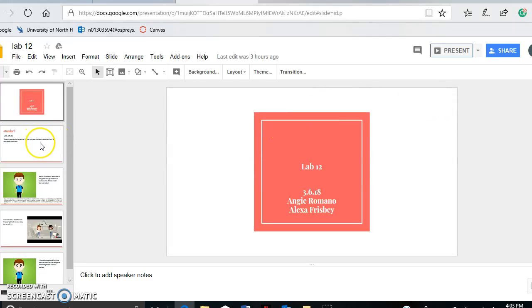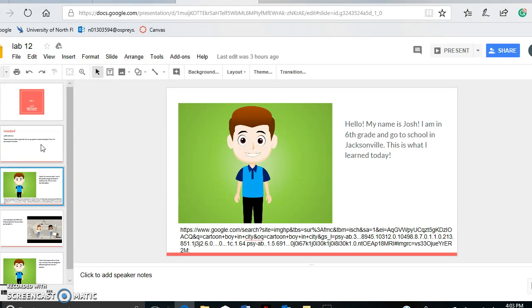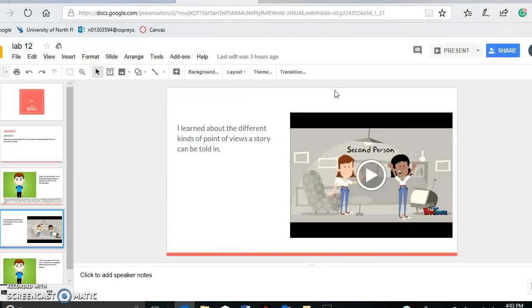Hello, so this is Lab 12, and our standard is determine author's point of view or purpose in a text and explain how it is conveyed in the text. This is our animation, and on the side it says, hello, my name is Josh, and I am in 6th grade and go to school in Jacksonville, and this is what I learned today.